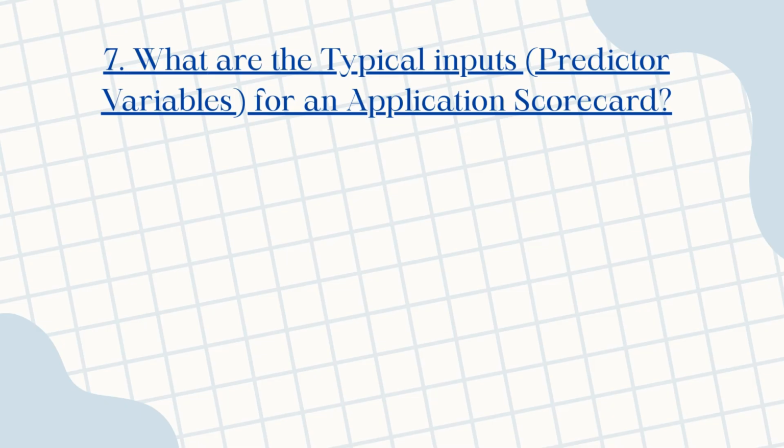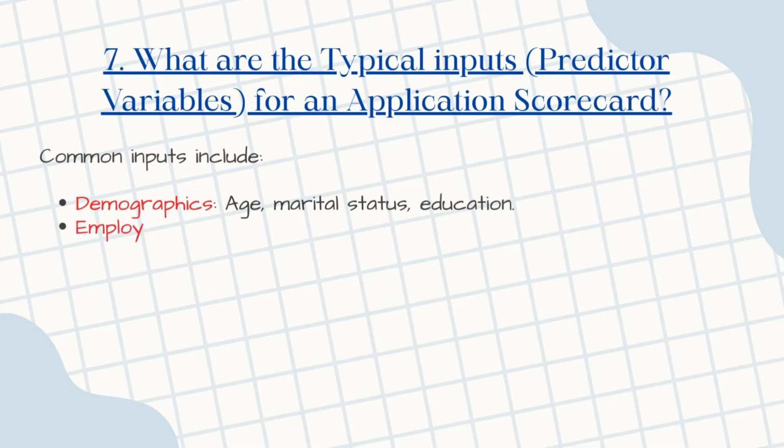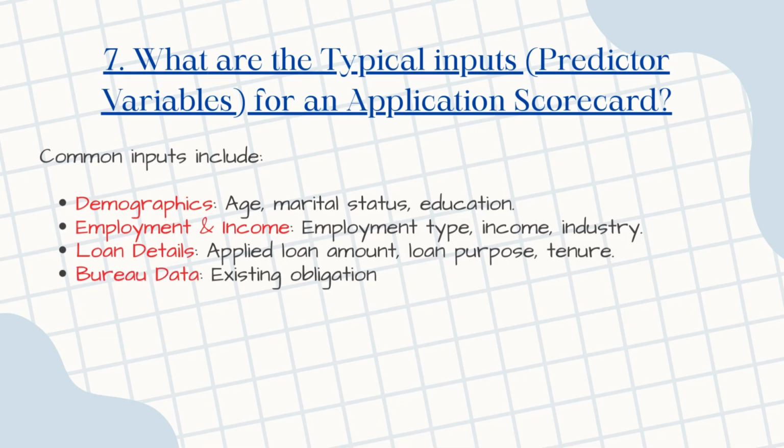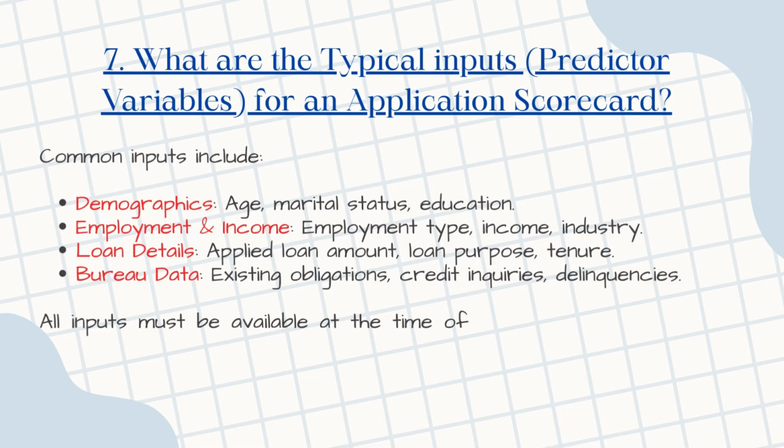So the common inputs that are being there in the application scorecard are demographics such as age, marital status, education, employment and income such as employment type, income, industry, loan details such as applied loan amount, the purpose of the loan and the tenor, bureau data such as existing obligations, credit inquiries, delinquencies. All these inputs must be available at the time of application, predictive and legally allowed for decision making.